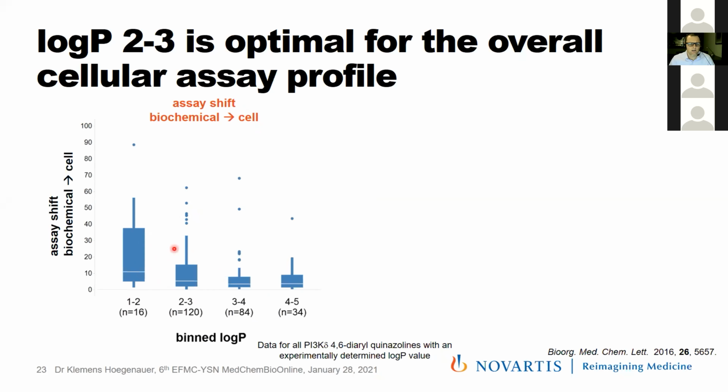And here you see quite clearly that we have a median of 10-fold assay shift going from biochemical into the cellular system or above. So 50% of the molecules showed a 10 or higher fold assay shift going from biochemical into the cell. So this was clearly not desirable.